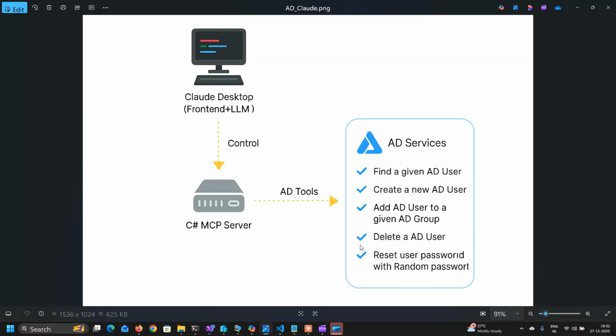In this video, we are going to automate Active Directory user management related tasks, right? Usually these are performed by the identity and access management team. They create AD user objects, delete user objects, reset the password for an AD user, and add a user to a specific AD group. These are the things we are going to automate using our Claude Desktop with the default LLM, and to bridge between our LLM and the AD services, I've created a C# MCP server that will handle all these tasks that we mentioned here.